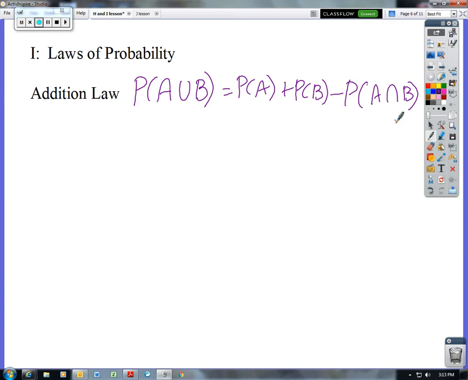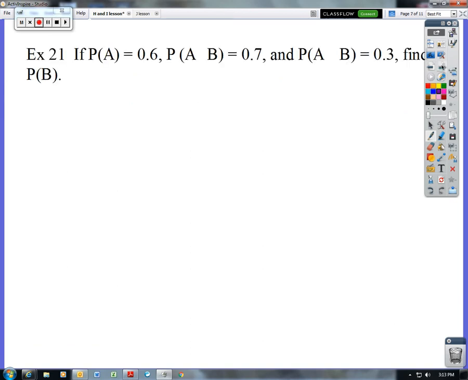This will also work if it's disjoint, because if it's disjoint, what's the intersection? It's 0. So you're just finding the probability of A plus the probability of B. So the same law will work. Example 21 is on probably the next slide, yes. Oh, and I have to add in some stuff here. This is the union. This is intersection.